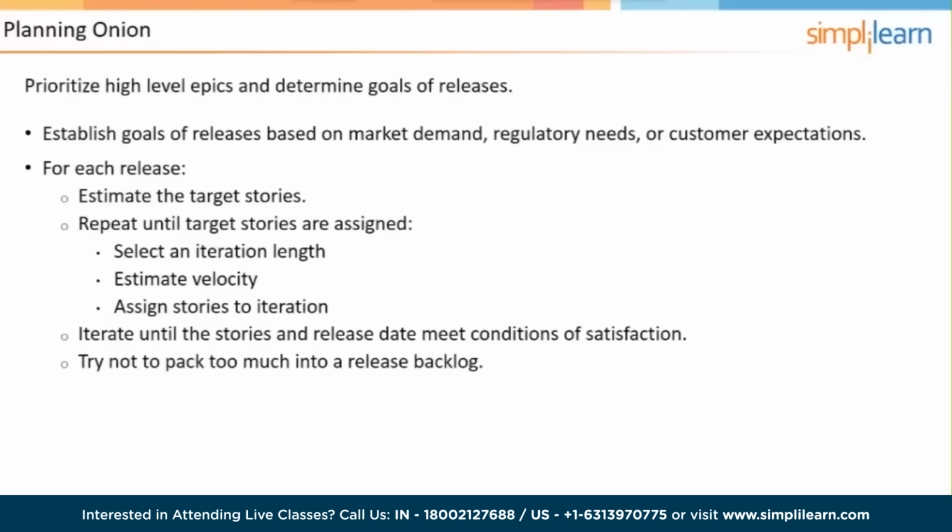We already kind of talked about the release and roadmap concept here, so let's just review this quickly. Prioritize high-level epics and determine goals and releases. So we'll use epics and themes in order to group things together, you know, what should be included in what's released. So what are the goals for the releases? Then the first bullet point, establish goals of release based on market demand, regulatory needs, or customer expectations. For each release, you want to estimate the target stories. Repeat until the target stories are assigned an iteration length.